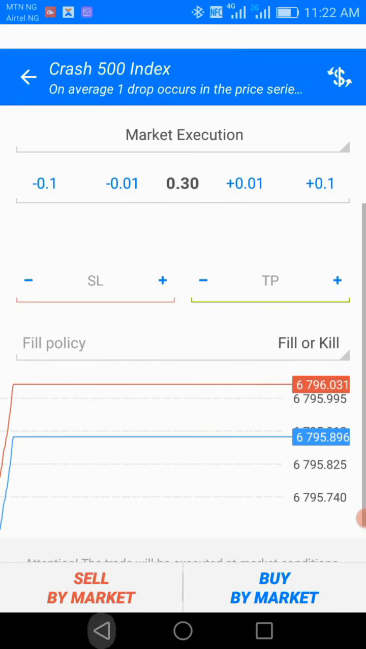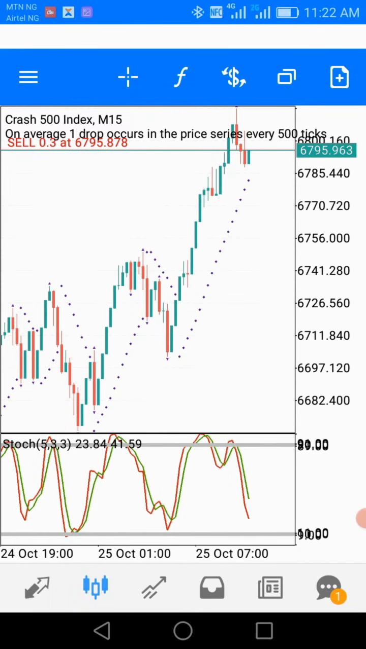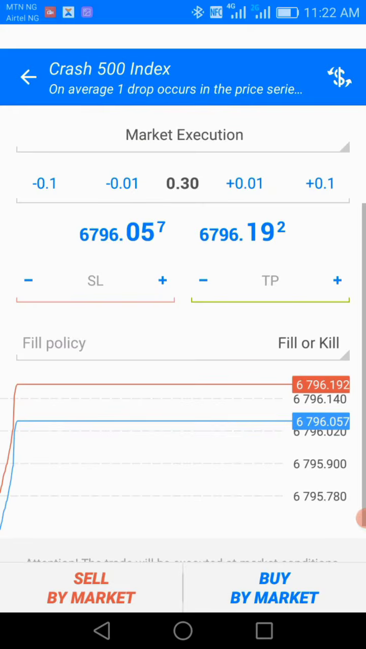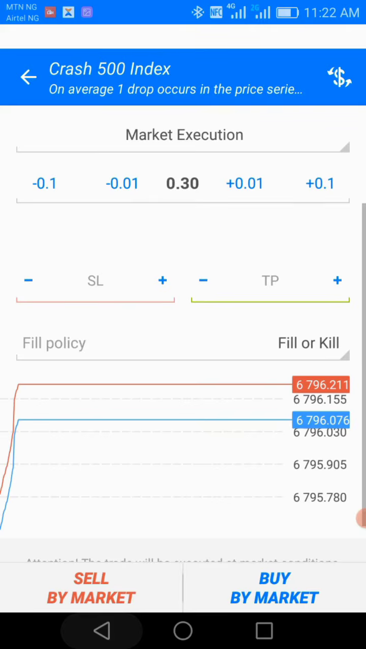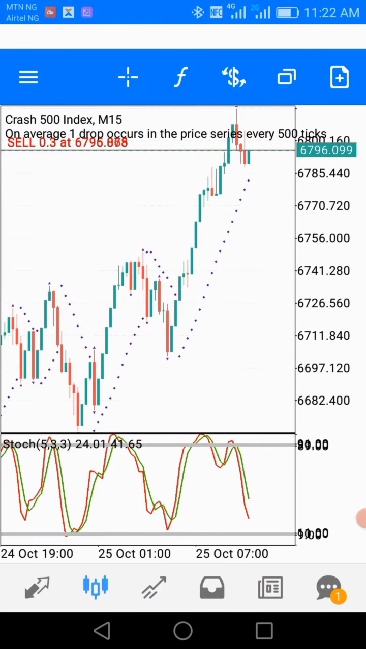Now we're supposed to take up to 2 trades. We're going to take 2 trades, and then I'll give you the conditions, the settings, and we're going to do a back test.